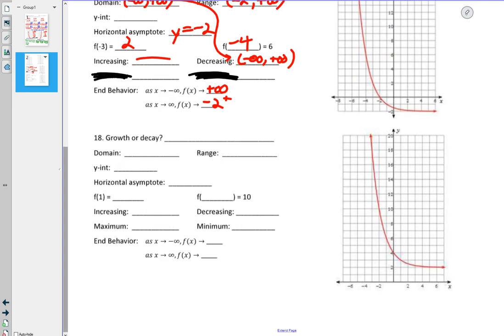Hey, number 18, is that a growth or a decay? It also appears to be a decay. So there's two different decays here. Again, if this were a roller coaster, you'd be headed down.